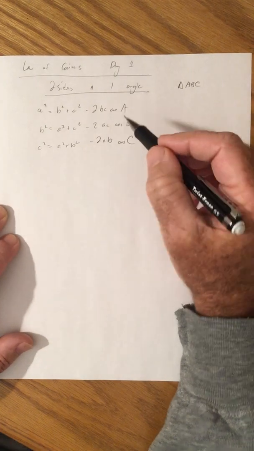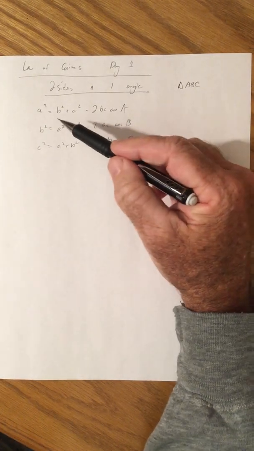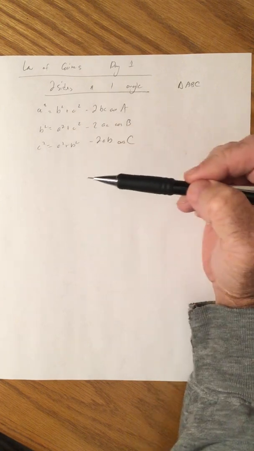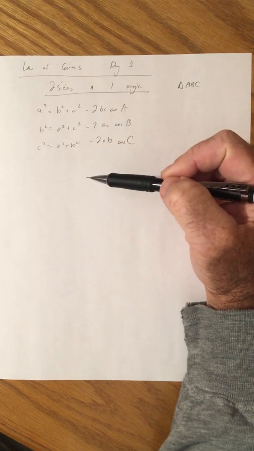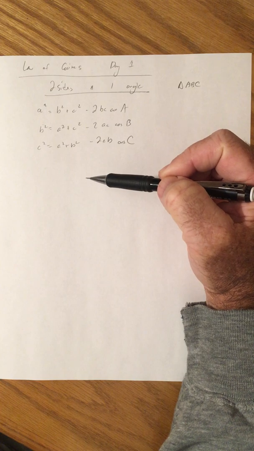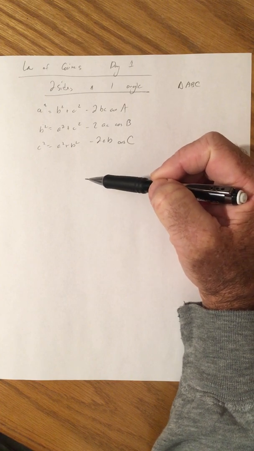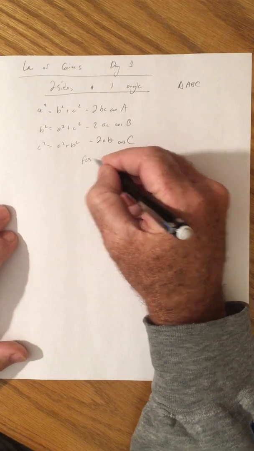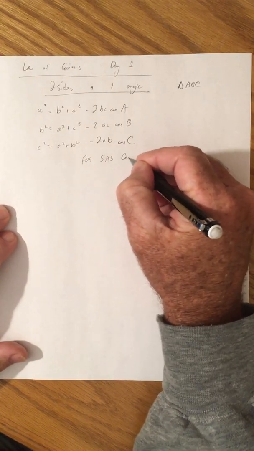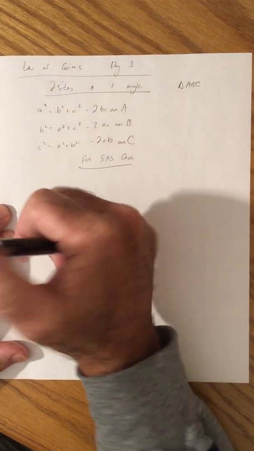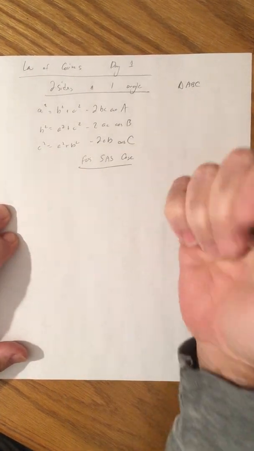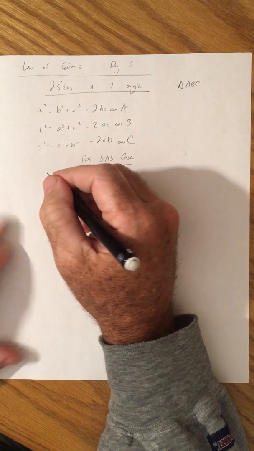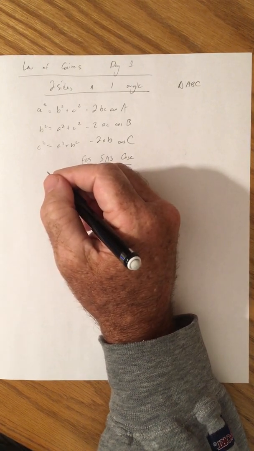Okay, depending on what you're looking for, you're given two sides and an angle. You're looking for the third side. And today's work with this is only what we call side angle side case. And you may remember that from geometry for the side angle side case. All right, so let us look at problem number 1.